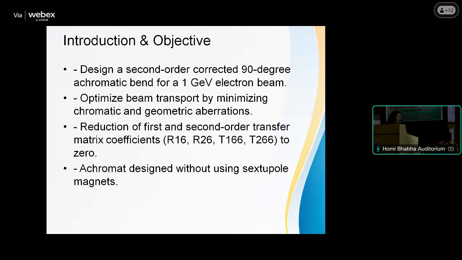We did so by optimizing the beam transport matrix to correct the chromatic and geometric aberrations. Chromatic and geometric aberrations are imperfections in the beam transport that occur due to the energy spread. We reduce the second order transfer matrix coefficients R16, R26, T166 and T266 to 0. Generally, we use sextupoles to correct second order distortions, but in our design, we achieved so without using sextupoles.